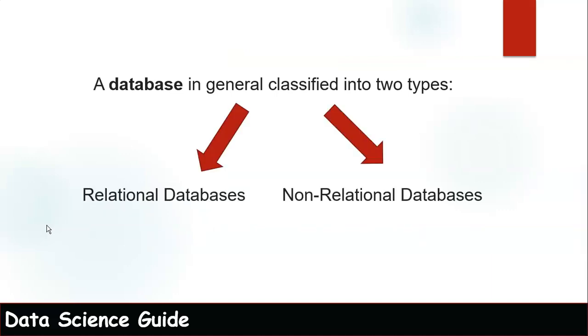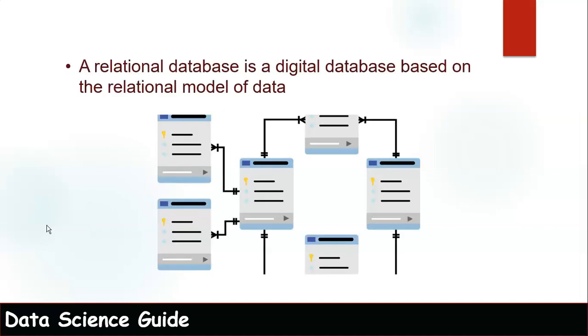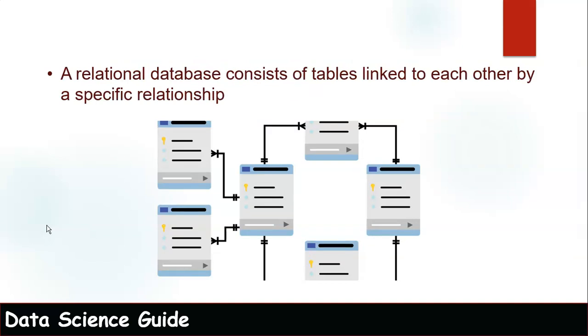A database is in general classified into two types: relational databases and non-relational databases. What is a relational database? A relational database is a digital database based on the relational model of data. So, a relational database consists of tables linked to each other by a specific relationship.